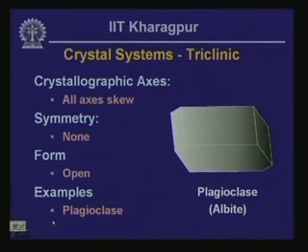Finally, we have the triclinic crystal system, and the meaning of the name is again very obvious. All the axes in this case are going to be skew, and here you won't have any symmetry, there will be no symmetry. The form in this case is going to be open, and one of the examples in this case is plagioclase or albite, and a schematic of an albite crystal is shown on the right side of this particular slide.